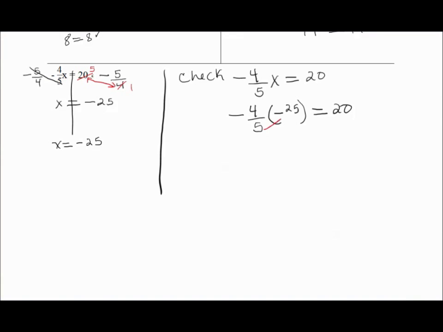The denominator and the whole number. Well, 5 will go into 25 5 times. 5 will go into 5 one time. So what do I have left? That gives me -4 times a -5, which is a +20. My left side does equal my right side. So that lets me know that that solution that I had, that -25, is the correct answer.